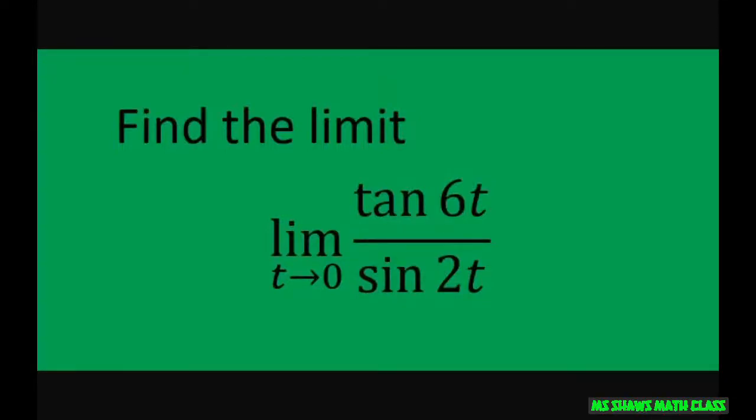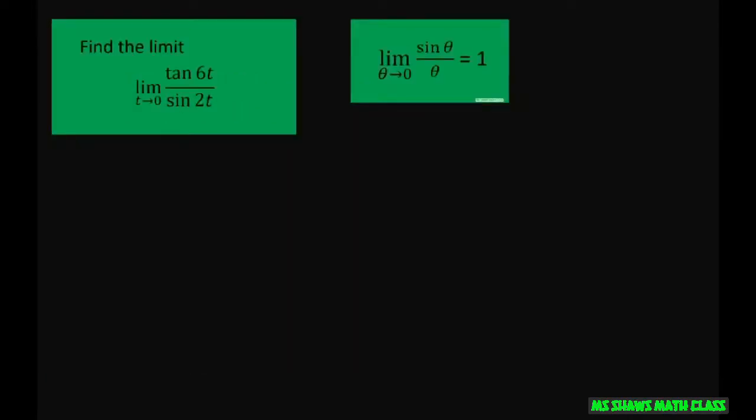Everyone, we're going to find the limit as t tends to 0 of tan of 6t divided by sine of 2t. Now our goal when we're doing this, recall that if you plug a 0 in here, the denominator will be 0, and you can't divide by 0 because that would be undefined. So what we want to use is this equation 1 and try to rewrite and simplify this equation to make it look like this to help us get the limit.